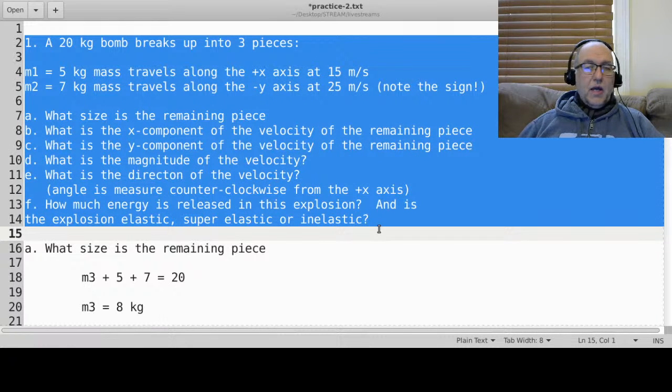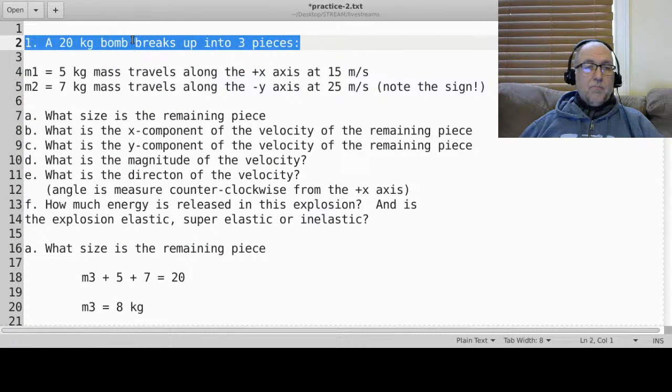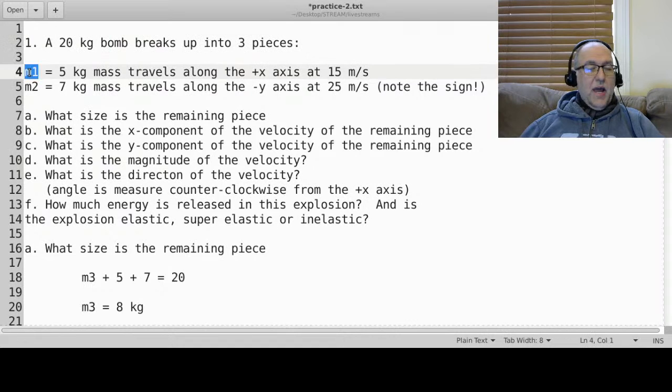It's lots of parts here, and we're actually also going to do a variation on this. It's a simple problem, or it's a simple physical situation meant to try to help you with your intuition into conservation of momentum. Okay, so we have this 20 kilogram bomb, something that's going to explode into three pieces, and I give you two of the pieces and the direction that they're going to fly off in and the speed. So I have this M1, it's a 5 kilogram mass, and it's going to be traveling along the plus X axis at a speed of 15 meters per second.